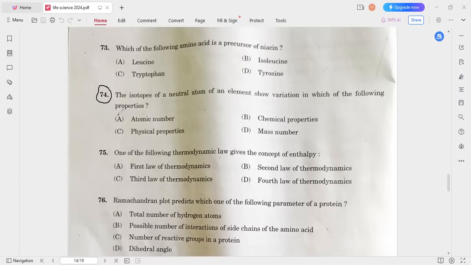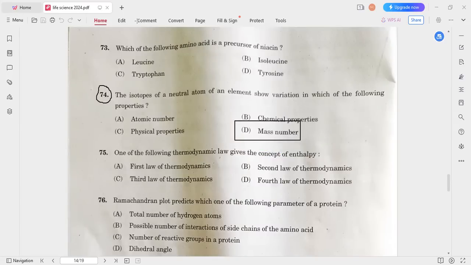Usually for neutral atoms, isotopes of the same element have the same number of protons and electrons, which is also equal to the element's atomic number. But here the only difference is what? They differ in the number of neutrons, which affects the atomic mass, that is mass number. Only variation takes place in the mass number. So that's why the answer for this question number 74 is option D, mass number.